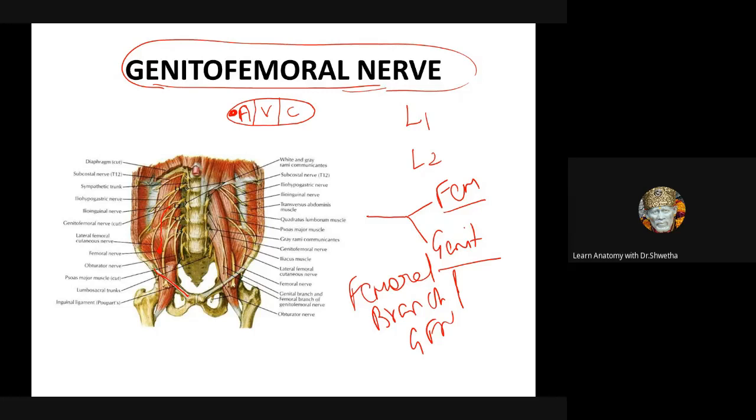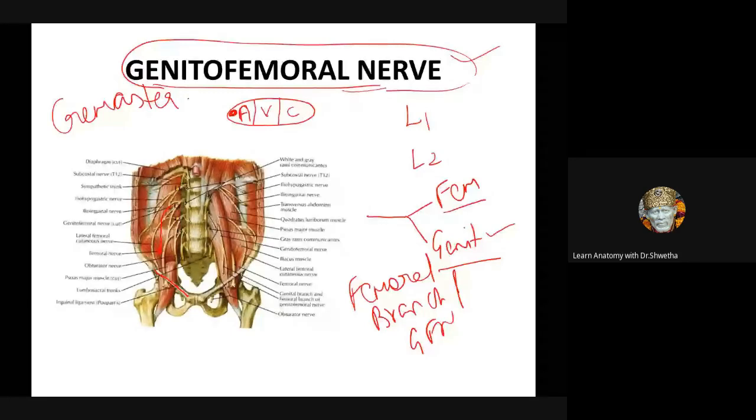What does the genital branch of genitofemoral nerve do? It supplies a muscle called cremaster in males. Okay, and also the skin of scrotum. In females, it supplies mons pubis and labia majora skin. Okay, so we will discuss it again.